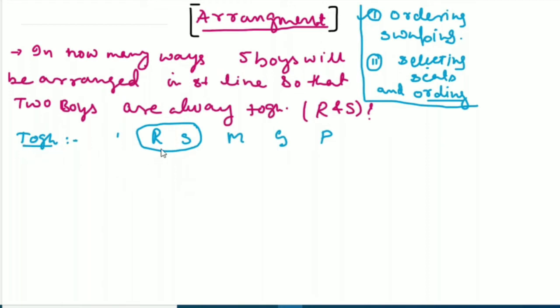Whenever we talk about these 2 members always together, you keep them together and consider them as one unit. Whenever we are together, we consider ourselves as one unit only. The next is unit 2, 3, 4. So in total, how many units are there? 4 units. These 2 will be occupying 2 places. So how many places will be left out? 1, 2, 3. So can I say that 4 units will be virtually arranged on the 4 places only? So 4 units on the 4 places will be arranged in how many ways? They will be arranged in 4 factorial ways.